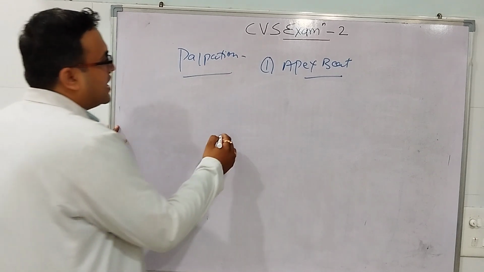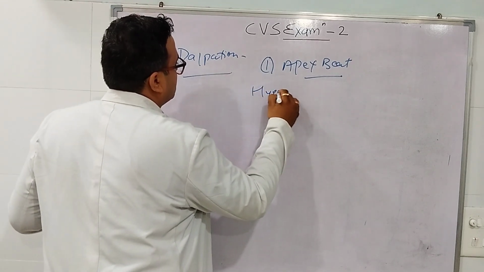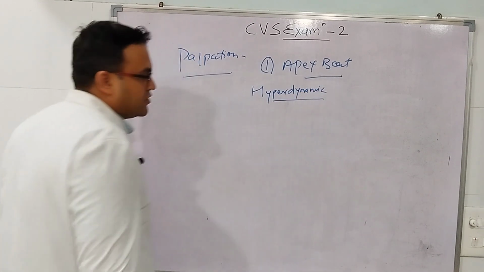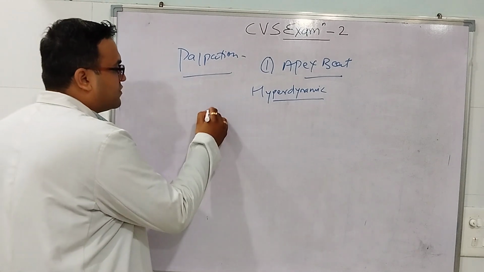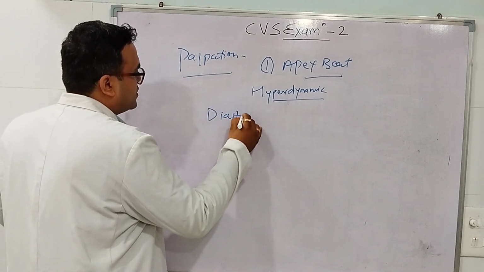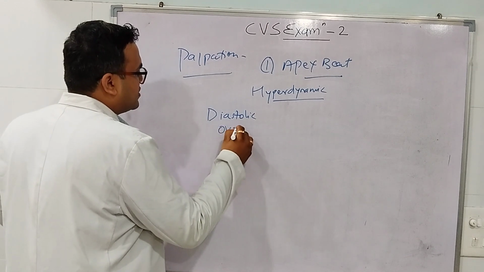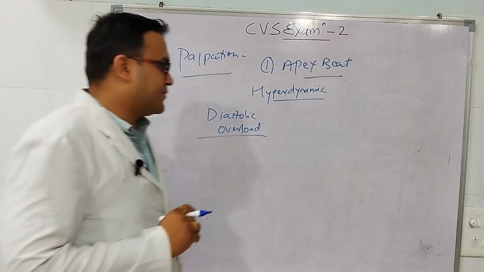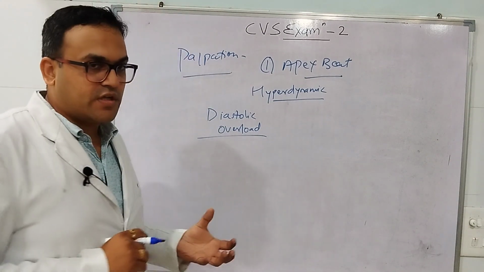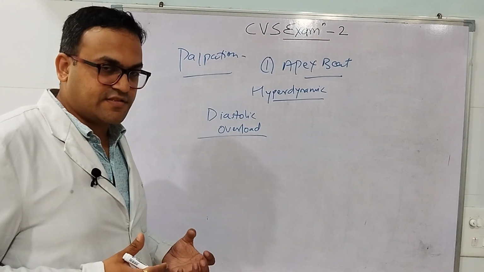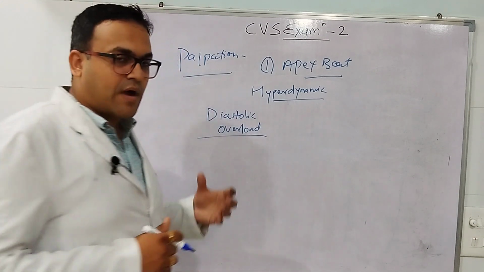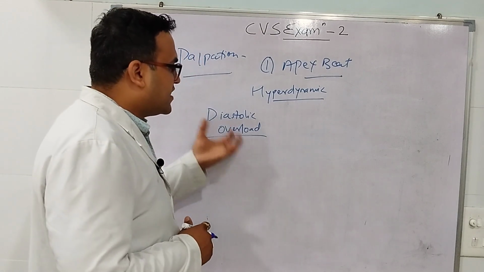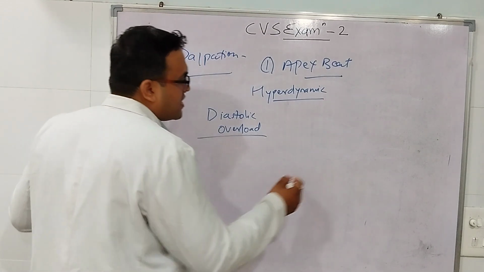Next comes the hyperdynamic apex beat. This happens in diastolic overload. So what is the diastolic overload? Diastolic overload is the load which the heart carries while pumping. The amount of blood the heart carries while pumping, that is the diastolic load.